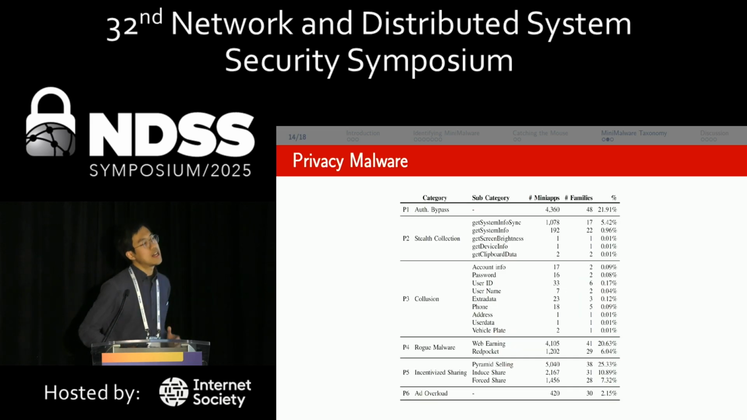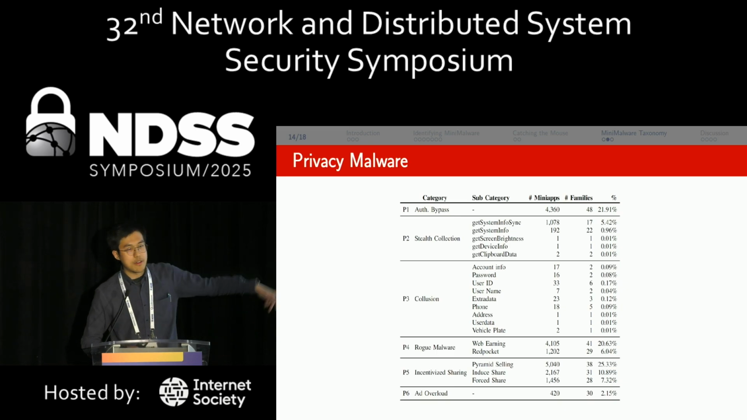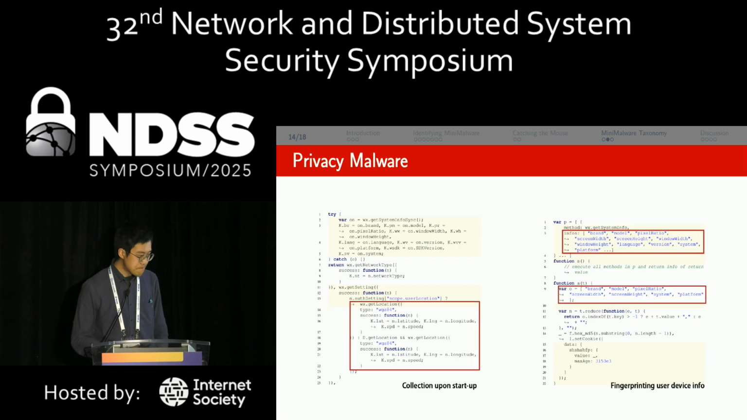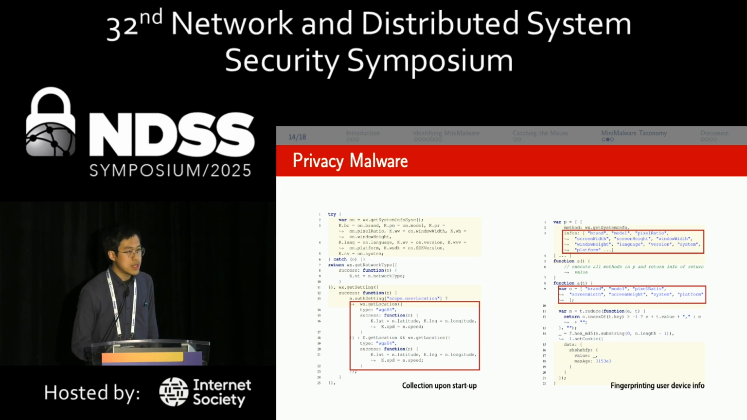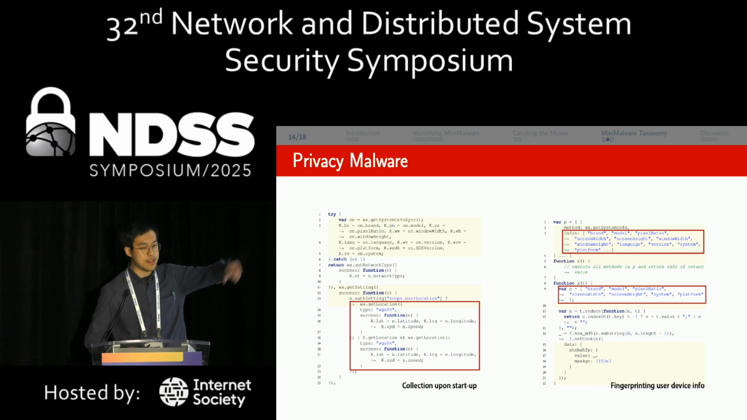The first part is about data collection, which is the first three categories of them. About half of them fall into this category. It can collect information upon startup. If you have granted location access to this mini app before, every time you open it up again, it will not ask you for the permission again. So your location status is automatically fetched.